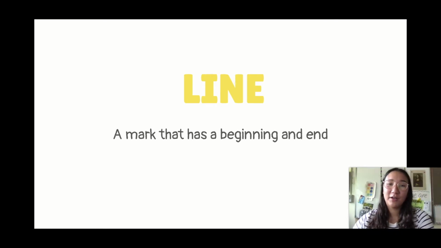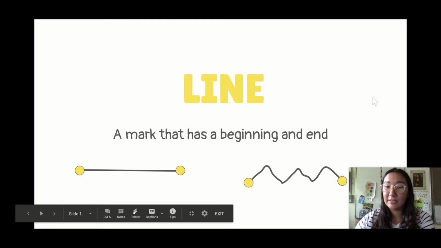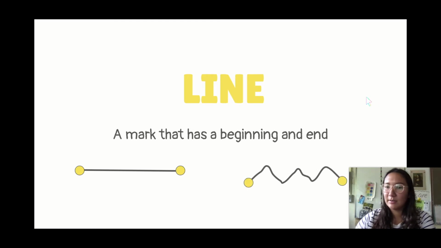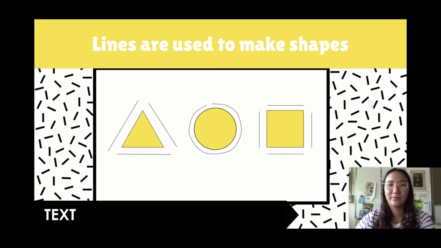Today in art class, we are going to talk a little bit more about line. If you can remember back to last art class, we talked about how a line is just a mark that has a beginning and an end. So some examples could be a straight line that starts here and ends here. Same with a zigzag line that would begin in one place and end in another. Same with a wavy line, and even a loopy line.